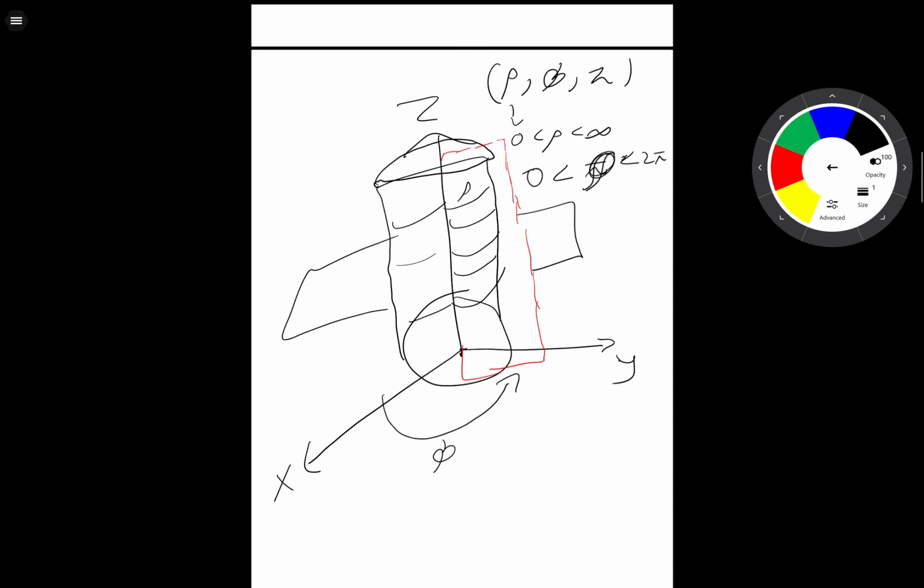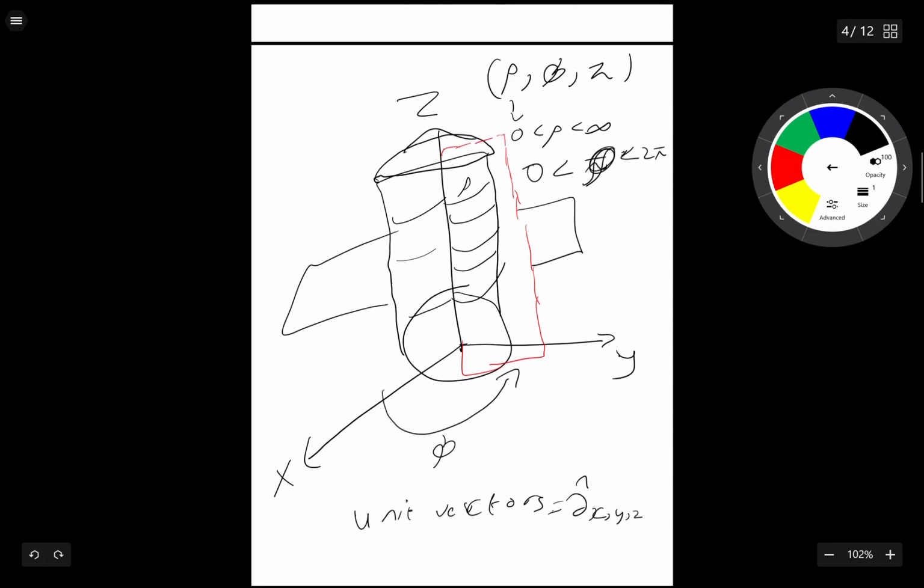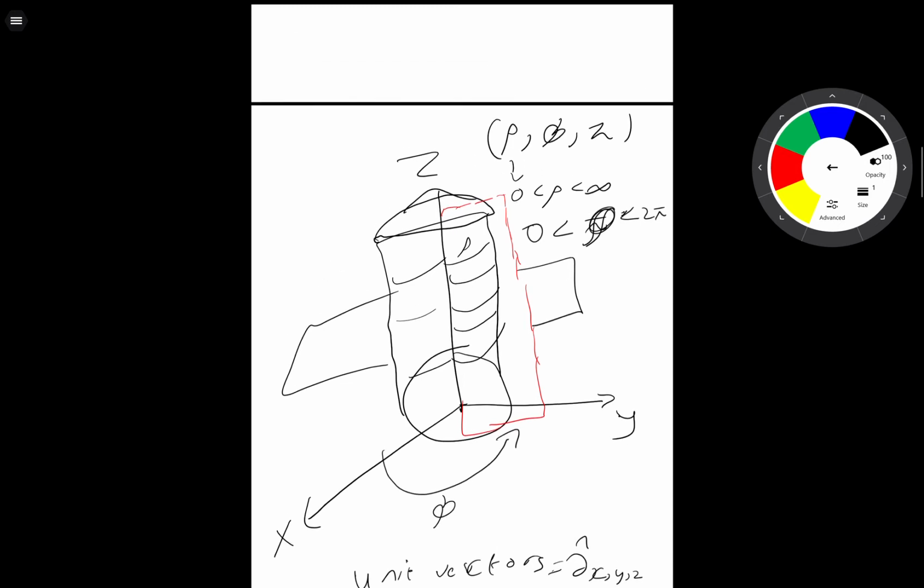And if someone's talking about a point, what they mean is an intersection of all these three surfaces: the cylinder, the half infinite plane, and the z plane. Now let's talk about another important concept: unit vectors. I'm going to denote them as a sub x, y, z, a sub the component's name, referring to the unit vector. What is important to remember is that a unit vector always points toward its increasing component's value.